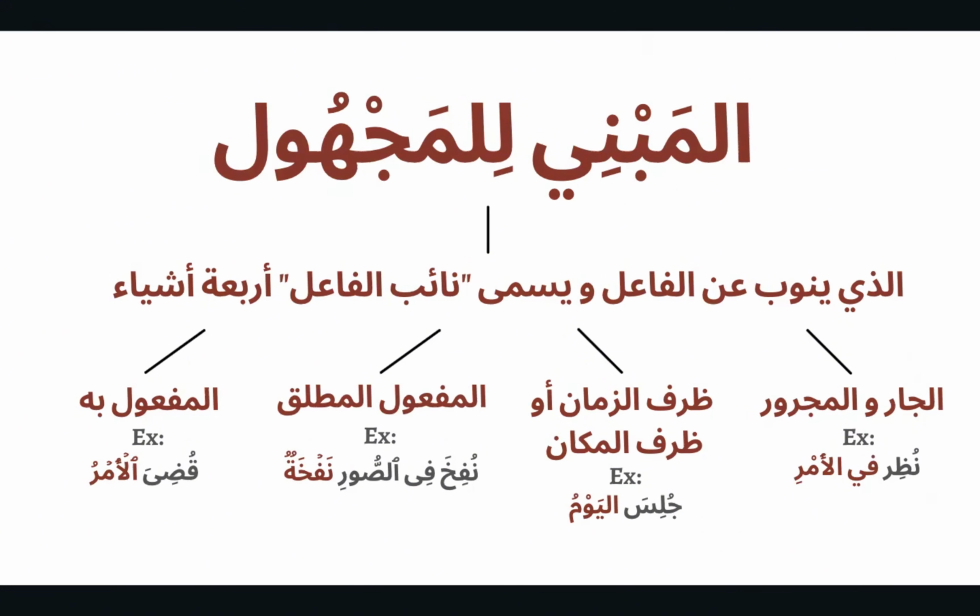طيب, sometimes the one that's going to be the نائب الفاعل is the مفعول المطلق. If you don't know what the مفعول المطلق is, I have a separate video on it that you can check inshallah, but it's a bit hard to explain here very quickly. But sometimes the مفعول المطلق will take the place of نائب الفاعل. For example, نفخ في الصور نفخة. So نفخة here is the نائب الفاعل, and it originally was in the position of the مفعول المطلق, منصوب, right?